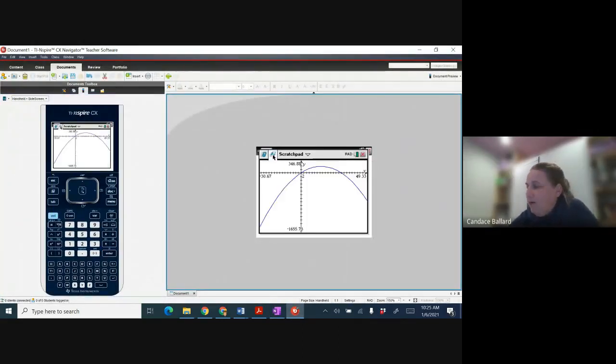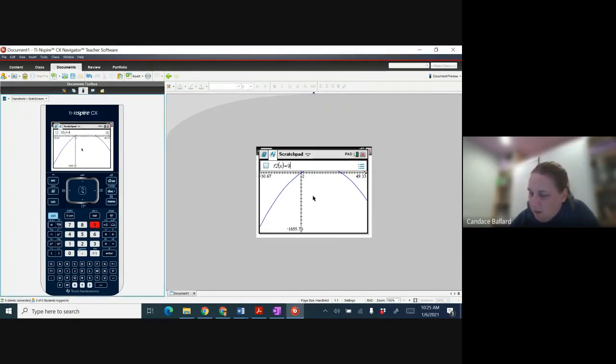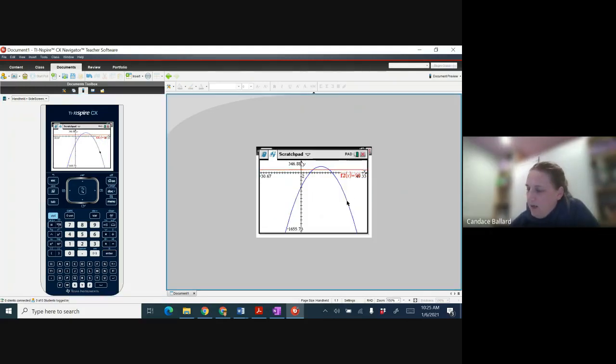So I'm coming back over here to my calculator page. I might adjust my window here in a minute, but I'm going to hit the tab key and I'm going to type in the 90. So tab on F2, type in 90 and hit enter. And notice it crossed. Oh, that is not what I wanted to do.